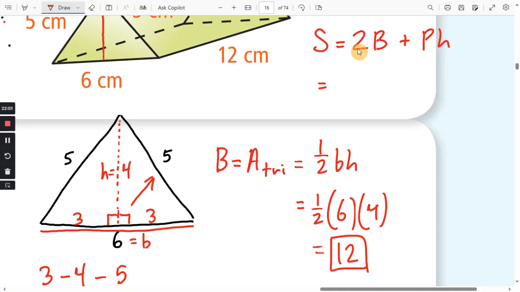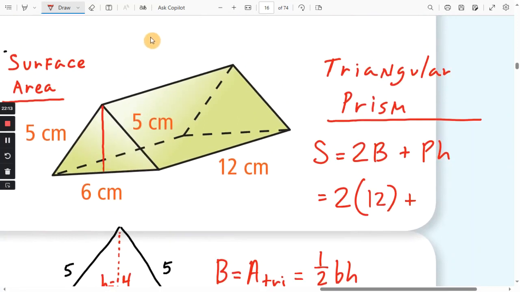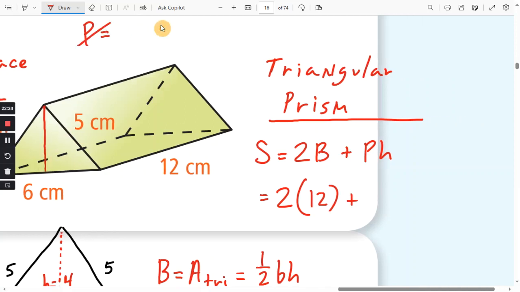All right, so 2 times the base is going to be 2 times 12. And perimeter, that's pretty easy. Perimeter is the distance around one of the bases. All right, I'm making a mess here. But the perimeter is going to be 5 plus 6 plus 5. I'll just plug that in for P, in place of P, the perimeter: 5 plus 5 plus 6.